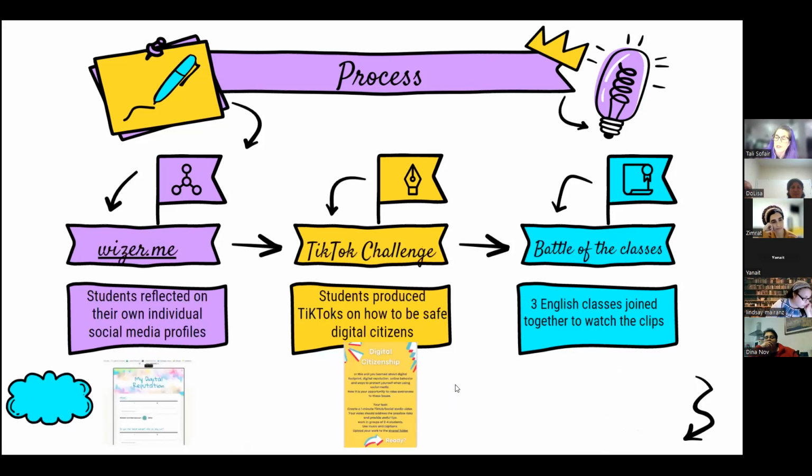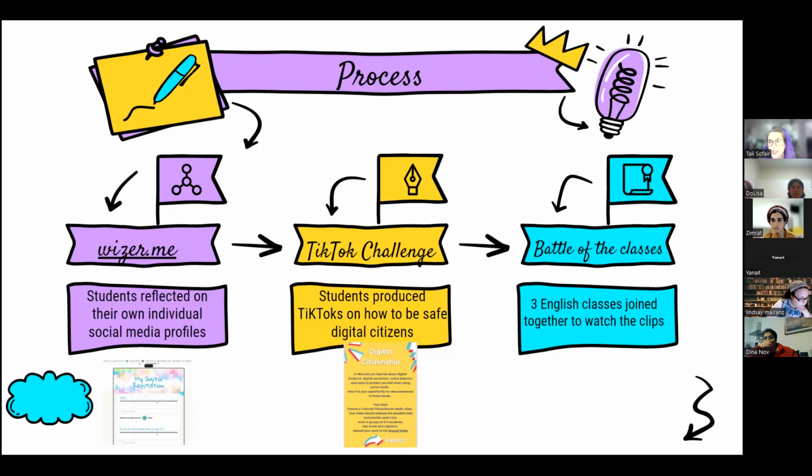After that, we did Wiser Me, which is also a wonderful website that got them to reflect on their own personal social media platforms. After all this information, after what it means to have a digital footprint, it asks if they think their social media is appropriate, not appropriate, if they need to think about it, etc., and it sort of gives them a reflection of themselves and on what they do and how they act. Again, all this stuff has been taught through English.